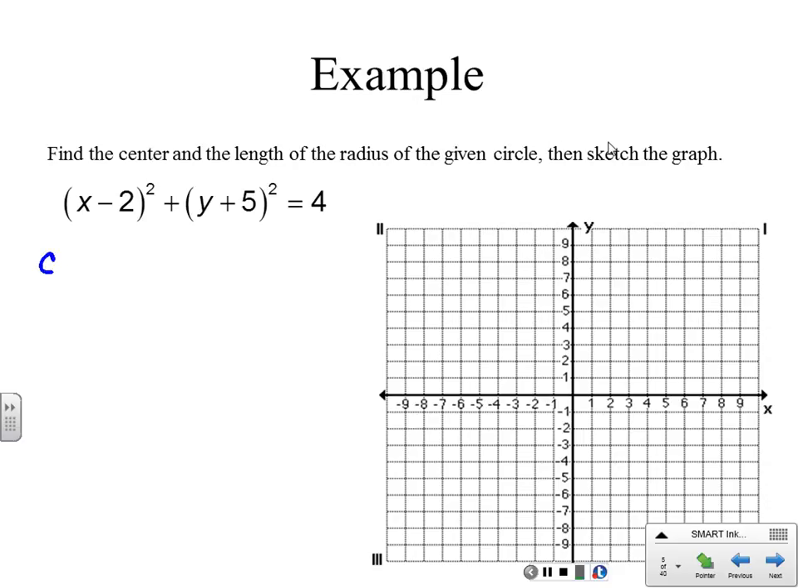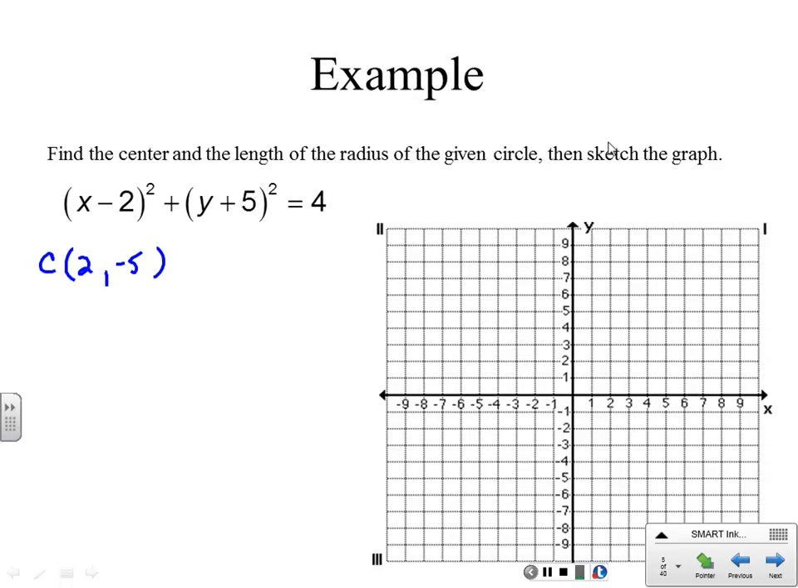Your center is (h, k). Can you tell me what h is? It is 2, and then k is -5. Do the opposite of what you see. Why? Because there are negatives in the formula. Take the opposite of what you see. So h is 2, and k is going to be -5.